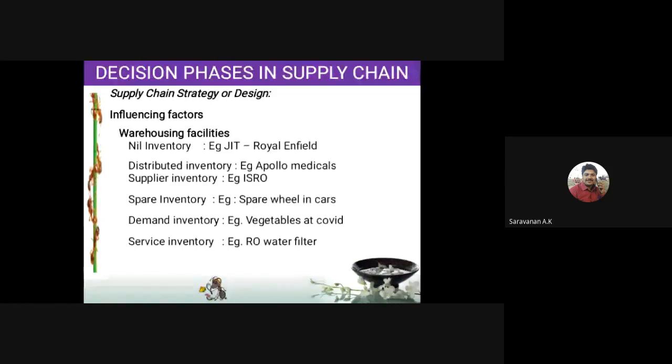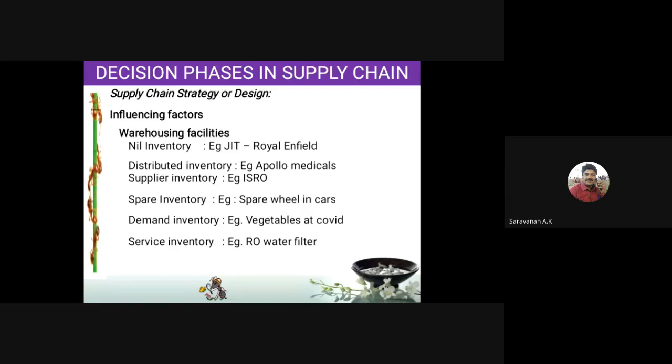Next is the spare inventory. Spare wheel in the car. All cars come with a spare wheel. But we are taking the decision to remove the spare wheel because it gives an unsightly look or there is no ergonomics in it, so we are removing it. Okay, this decision is taken by the owner of the car to remove the spare wheel from the car in that supply chain.